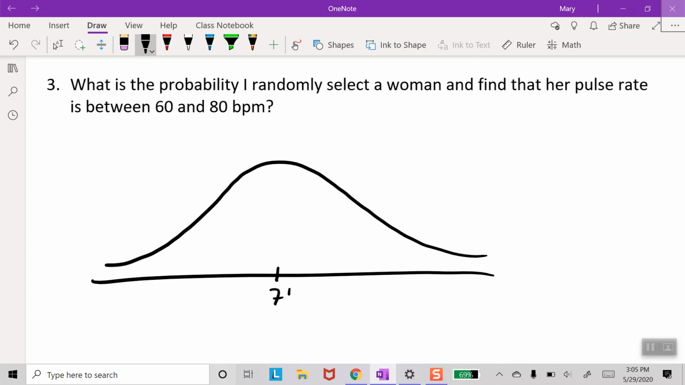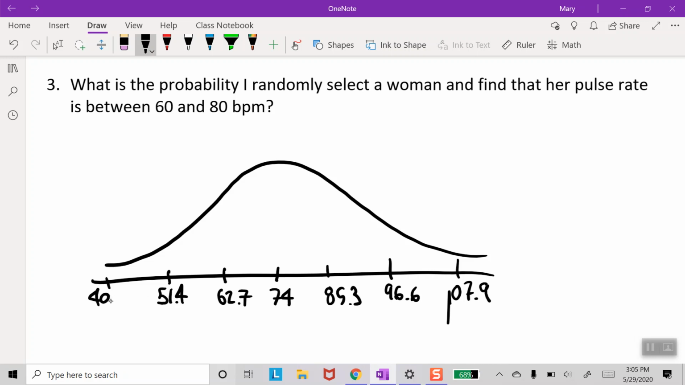Put the 74 in the middle, the 85.3, the 96.6, the 107.9, and to the left, see if I can do some subtraction. I get 62.7, I believe, 51.4. Let's subtract 11.3 one more time. So this time I fully labeled these tick marks. This is a bit over the top. You don't have to label everything. Just a general sketch is fine.